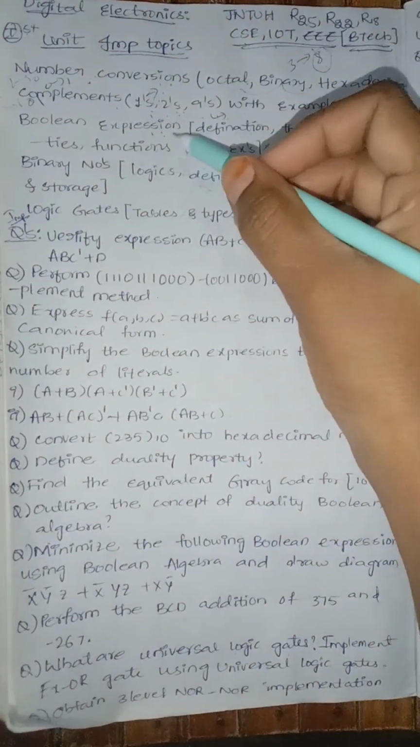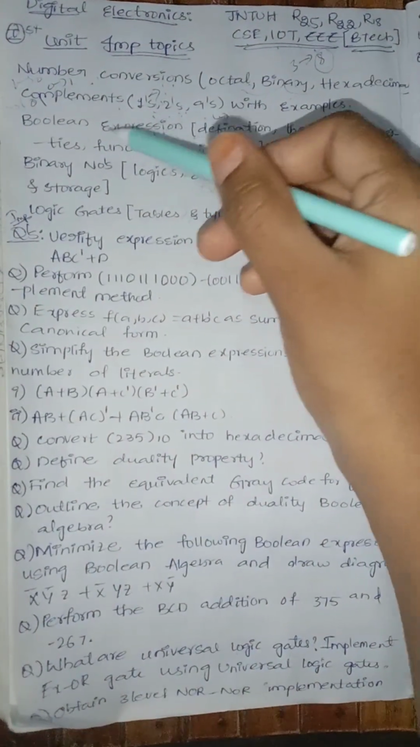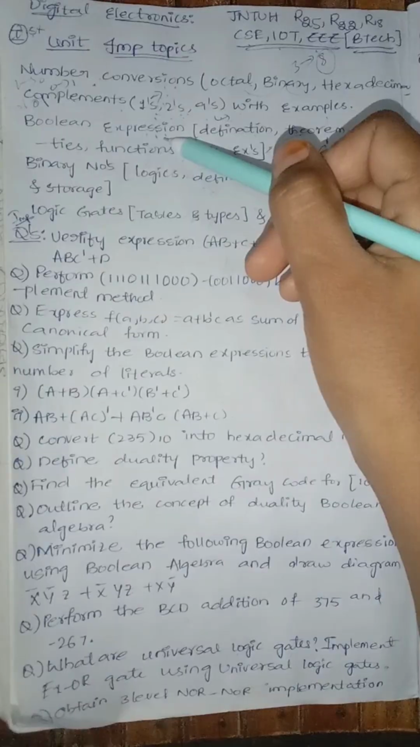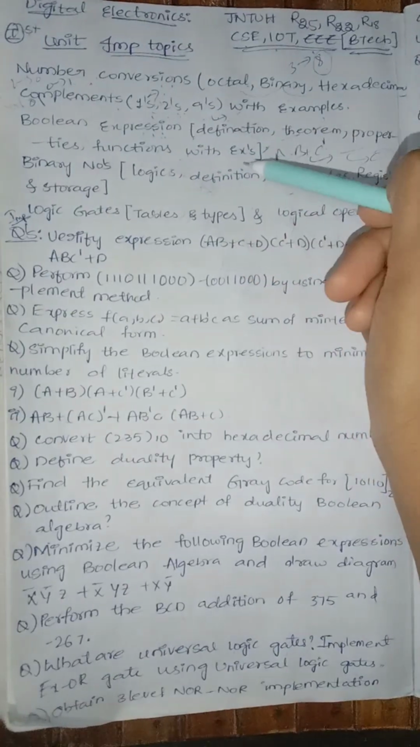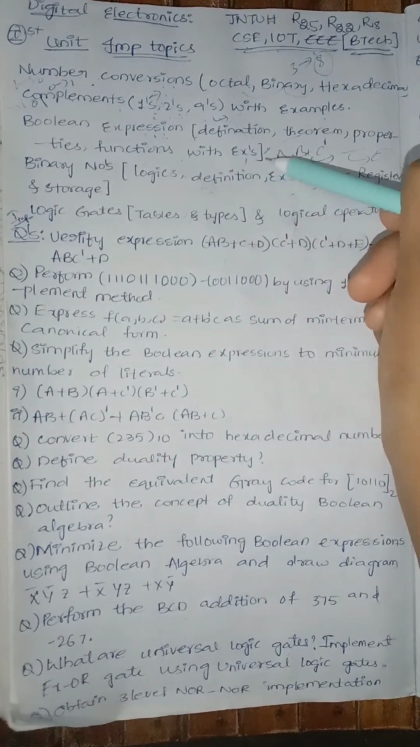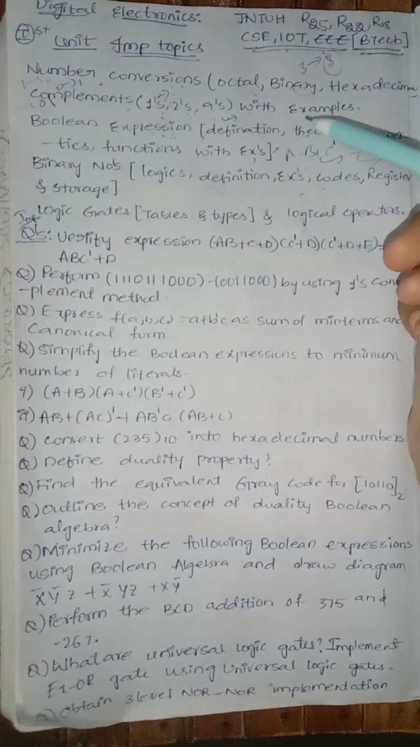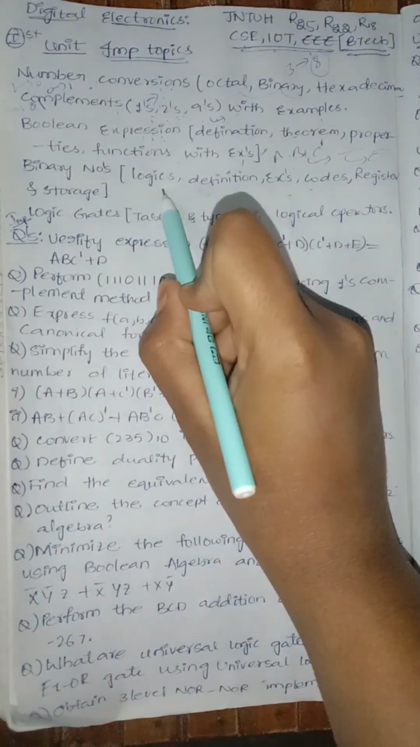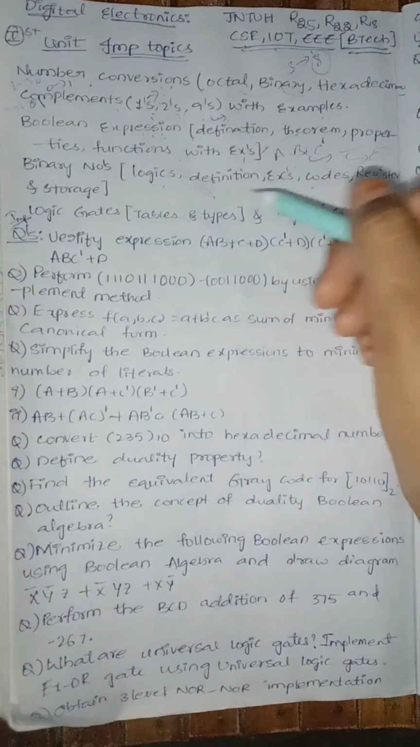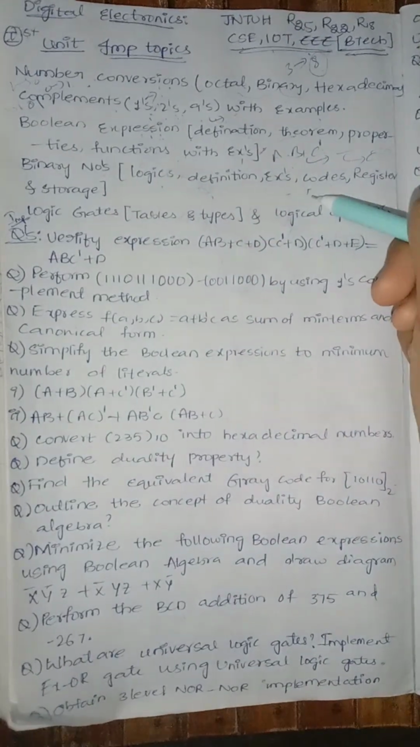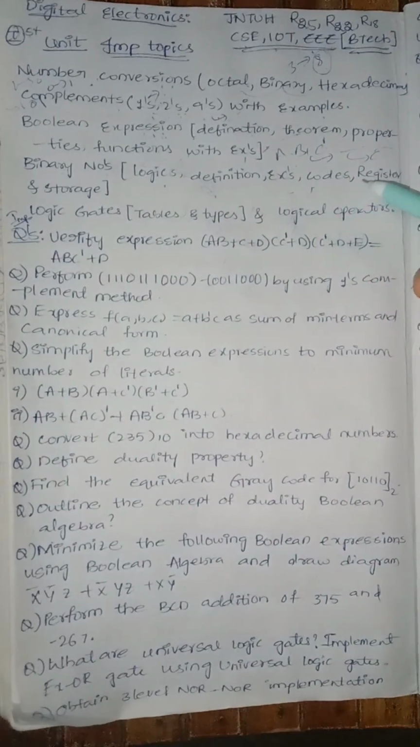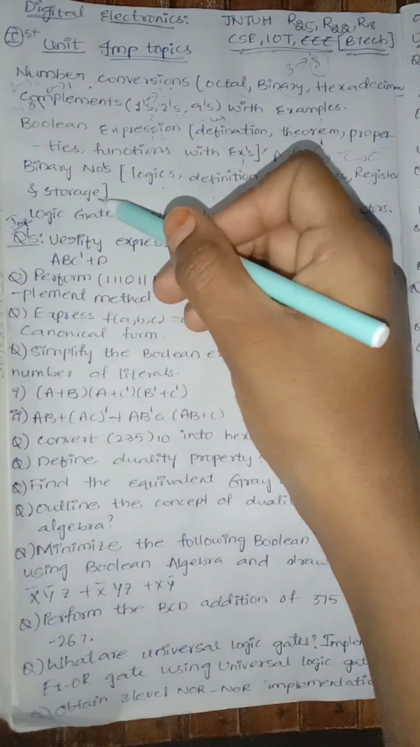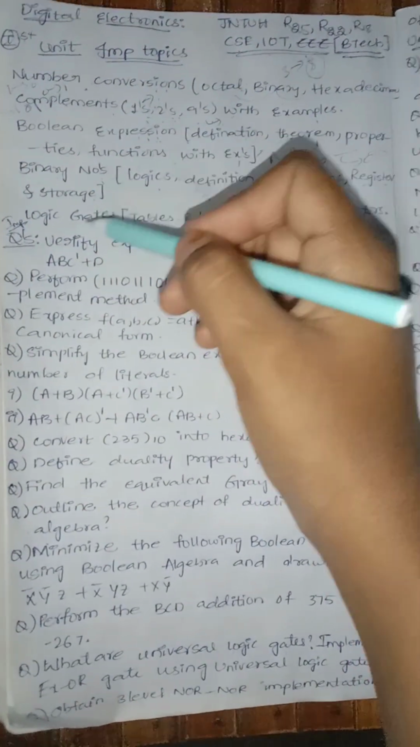In some cases, they will ask one more question like what is a Boolean expression. Then you need to write the definition with some example like A into B plus C dash plus D E F dash, like that. Binary numbers, in that we use logic operators. We need to write the definition, codes 0 1 1 0 1 1, like that. Register and storage, in case of binary numbers.